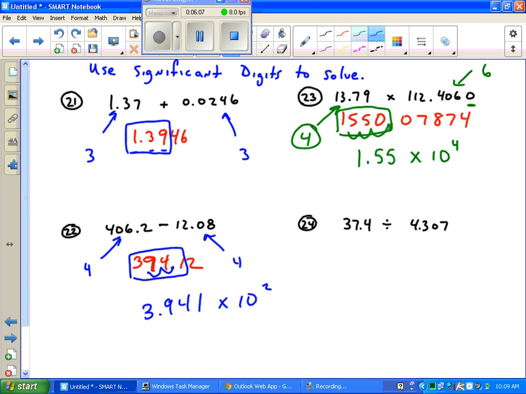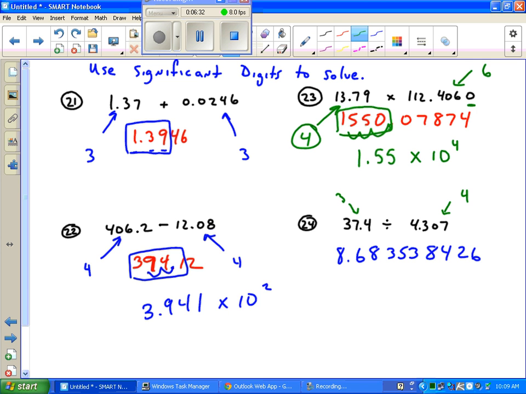For number 24, you have the number 37.4 divided by 4.307. Again, you get a great big number, 8.688353 8426. We have to determine again how many significant figures. This one has 3 significant figures. All 3 of them are non-zeros. This one has 4 significant figures because you count the 0.